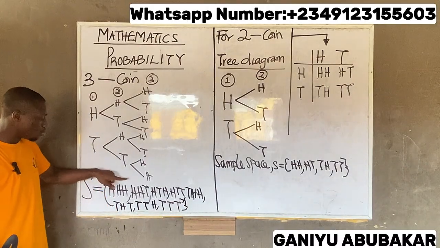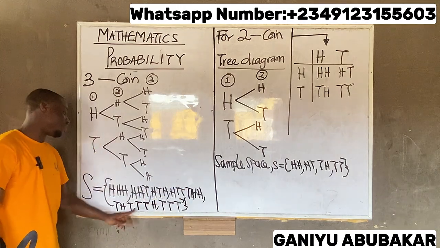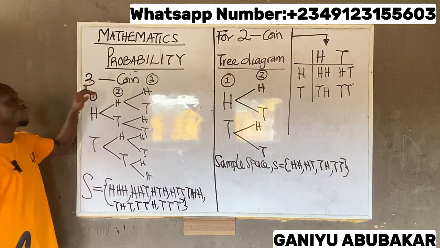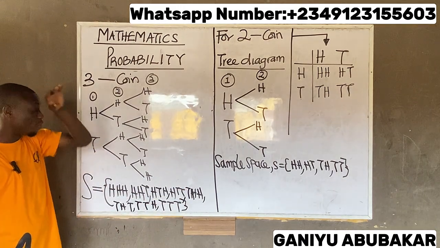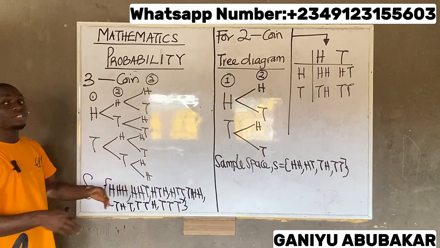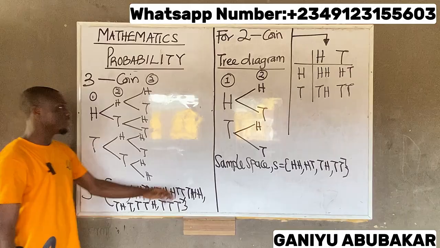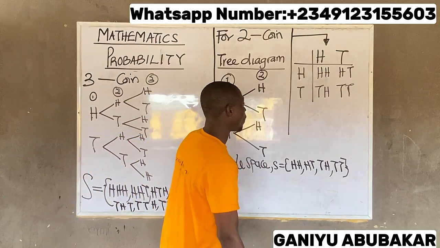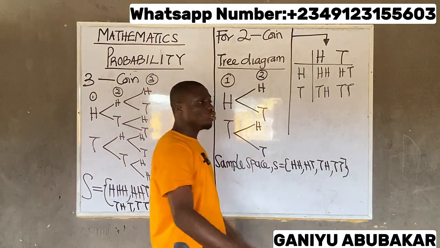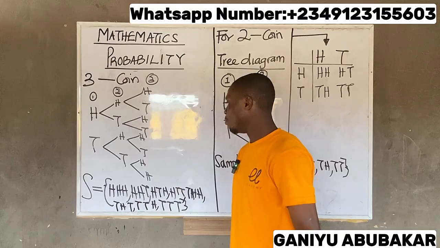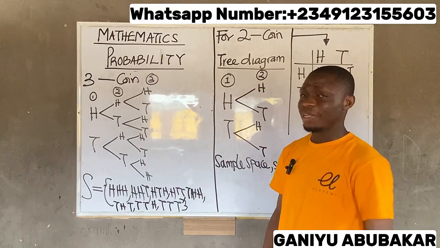So that's 1, 2, 3, 4, 5, 6, 7, 8. So 3 coins have a sample space of 8. We know what sample space is now. So that's 8 for 3 coins, for 2 coins that's 4, for 1 coin that's 2. So you do it for 4 coins for me and leave your answer in the comment section.